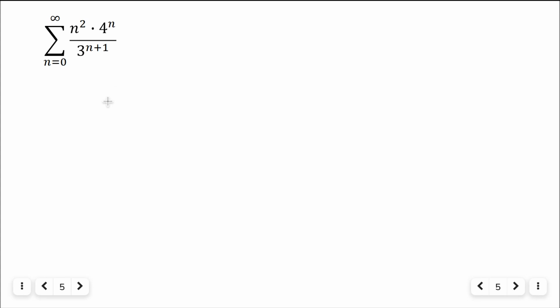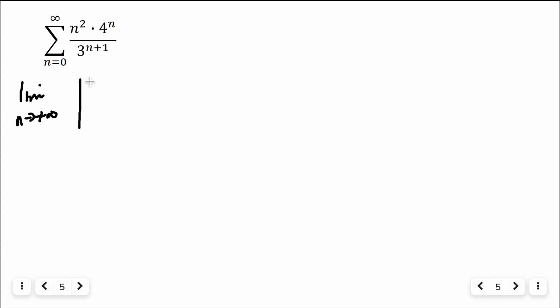It's the sum from n equals 0 to infinity of n squared times 4 to the n over 3 to the n plus 1. Okay, so I'm going to try the ratio test on this again. Again, I can't use the geometric series test because of this n squared that's sitting here. I might be able to compare it to something. I'm not sure, but this is the ratio test video, so we're going to do that.